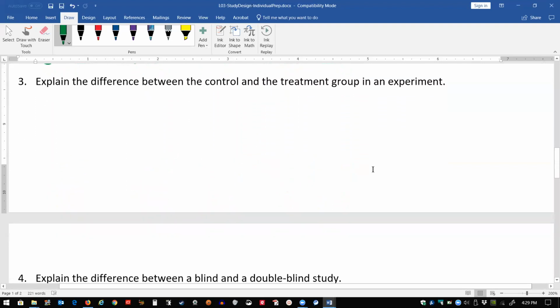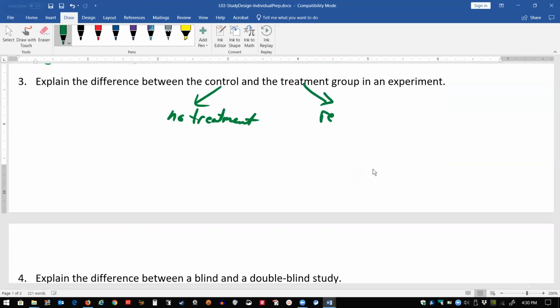So we already talked about the difference between the control and the treatment, right? The control doesn't receive the treatment, the treatment group does. And again, that's so that we can compare the results from those that had the treatment to the results of those that didn't, to see if any differences really did occur, any significant differences.